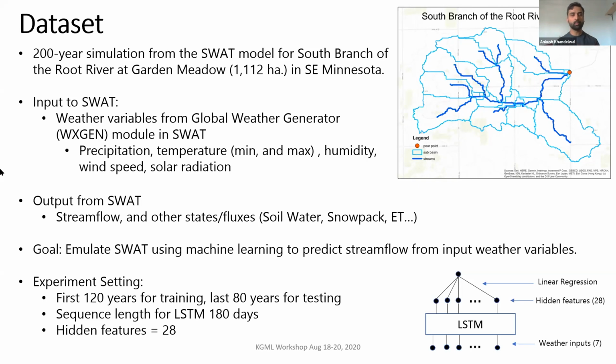Okay, for a very quick overview of the experimental setting, we are going to use the first 120 years for training and the last 80 years for testing. We chose our sequence length for the LSTM to be 180 days, which is roughly half a year. We did a lot of optimization in the background. We tried a week, 1 month, 2 months, 1 year, and things like that, and we picked half a year because it gave reasonable results. Then we decided the hidden features for the LSTM to be 28 in our case. So that's just the basic overview of the experimental setup.